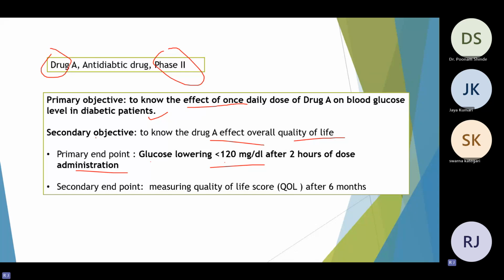Similarly, for the parameter that we determine in order to say whether our secondary objective is met or not, we measure a few things. Whatever things we measure to say whether our secondary objective is met or not are called secondary endpoints. For this particular example, what was our secondary objective? Our secondary objective was to know drug A's effect on overall quality of life. So we'll see the quality of life score after 6 months in order to say whether our secondary objective is met or not.